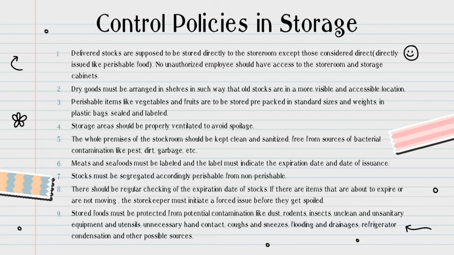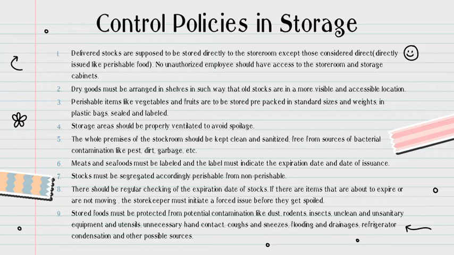Next is the control policies in storage. So delivered stock are supposed to be stored directly to the storeroom except those considered directly issued, like perishable foods. No unauthorized employee should have access to the storeroom and storage cabinet. Dry goods must be arranged on shelves in such a way that all stocks are in a more visible and accessible location. Then, perishable items like vegetables and fruit are to be stored pre-packed in standard sizes and weights in plastic bags, sealed and labeled. Storage areas should be properly ventilated to avoid spoilage.